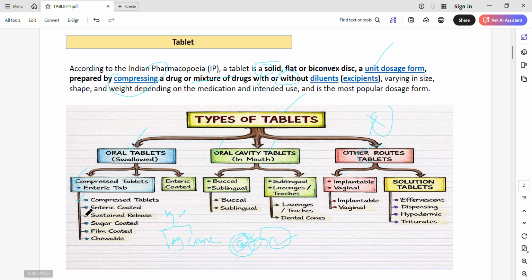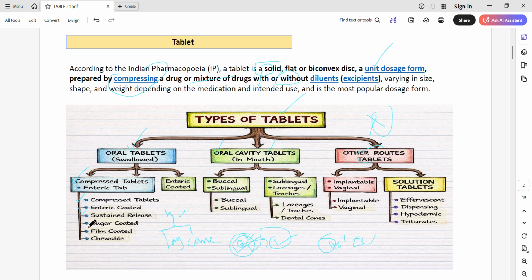Then the enteric coated tablet. Some tablets are degraded by our stomach acid, which is hydrochloric acid. We all know that. So these tablets are coated to resist degradation in our stomach.